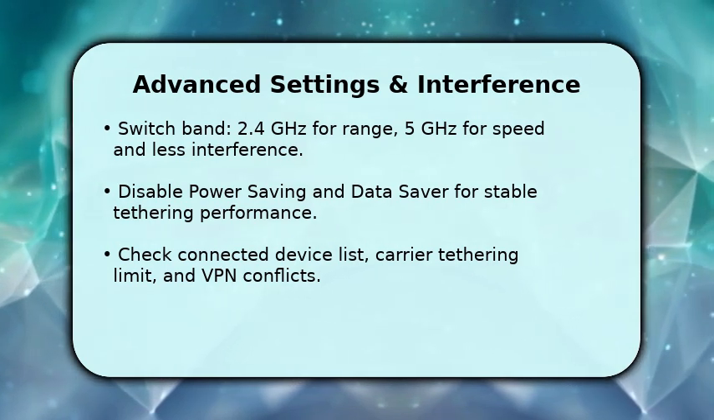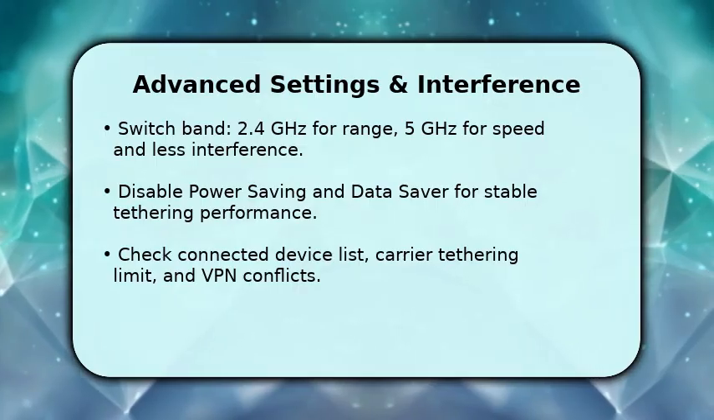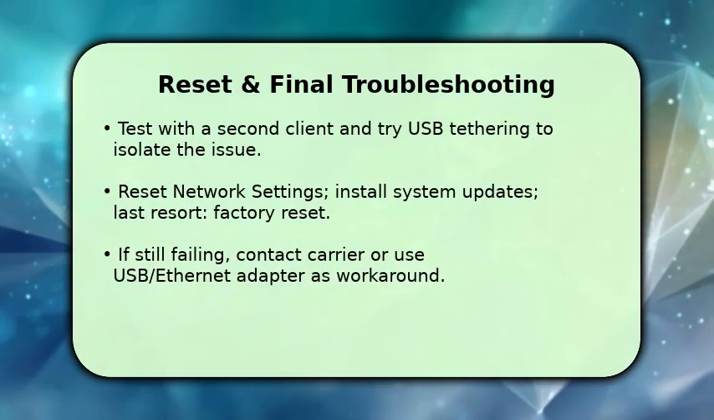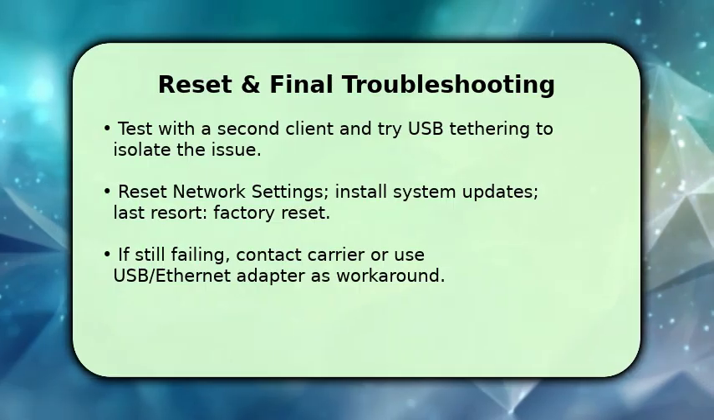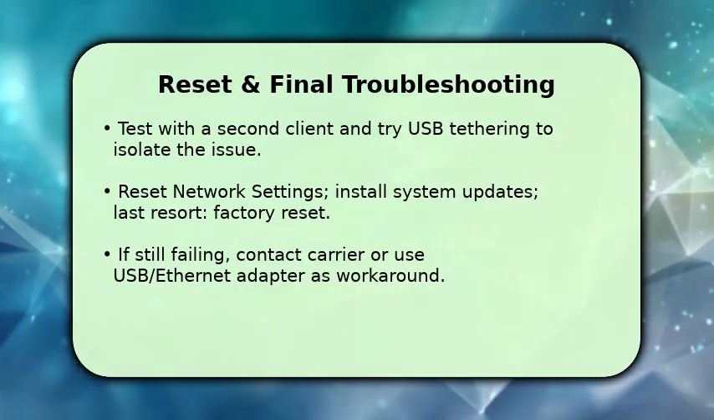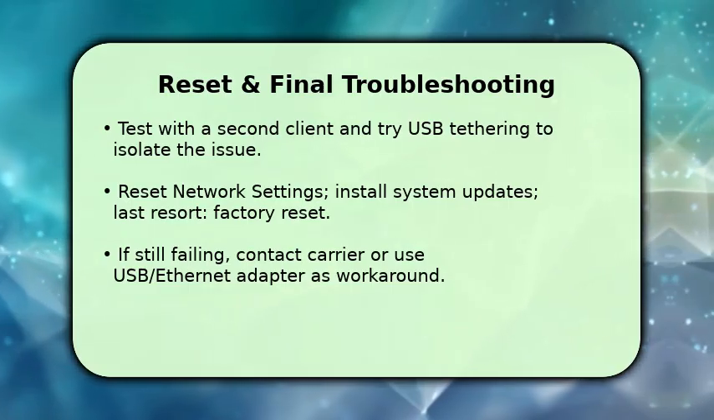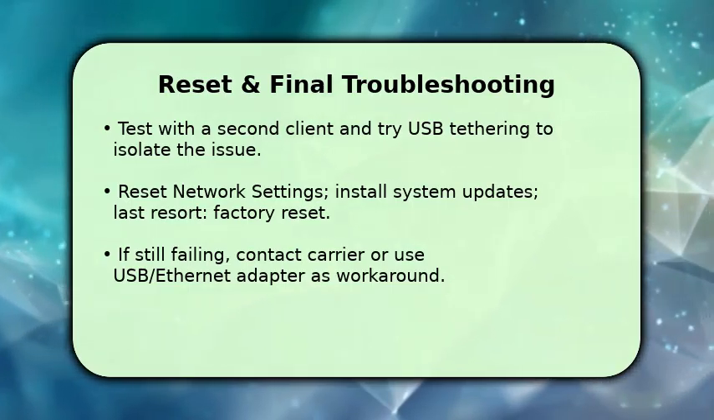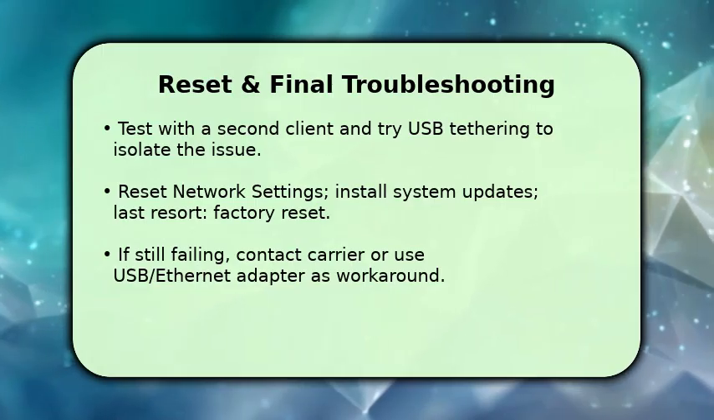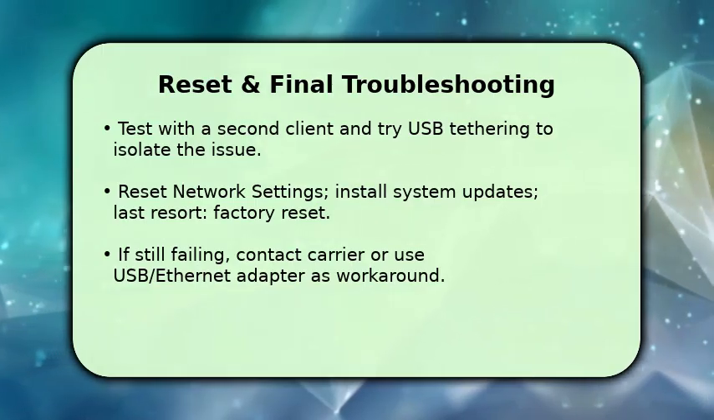You finish by isolating and resolving persistent faults. Try a second client and, if available, USB tethering to determine whether the phone or client is at fault. If problems persist, reset network settings to clear corrupt configuration, then install any pending system or carrier updates. These often fix modem or tethering bugs.